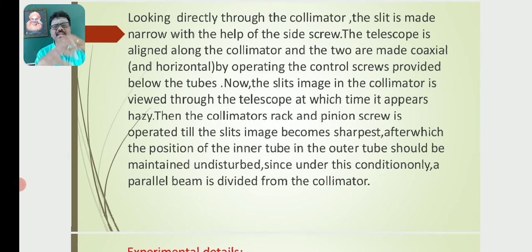So that is the preliminary adjustment of the spectroscope. The telescope can be adjusted, and the collimator can be adjusted with the help of the screw in the collimator, till we get the sharpest narrow slit. So like that.